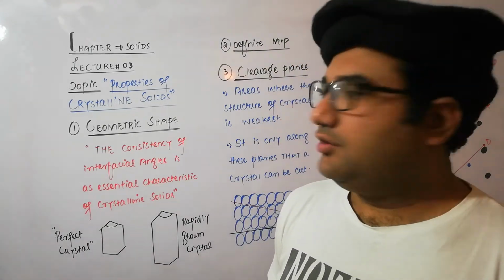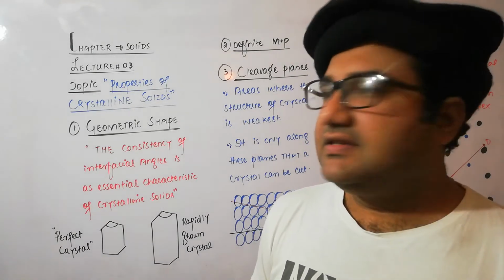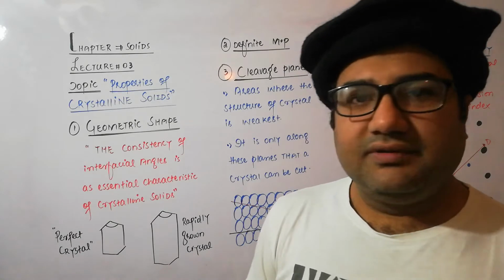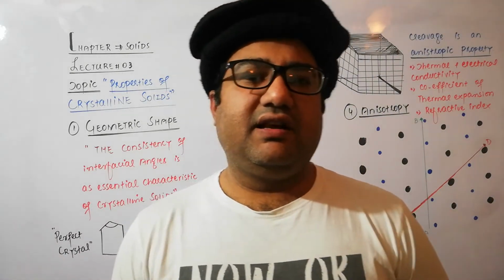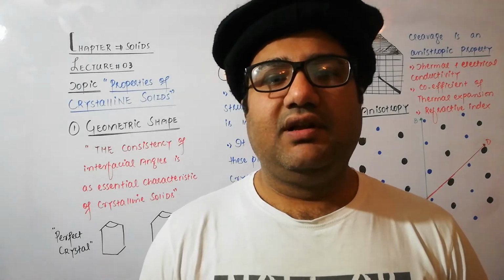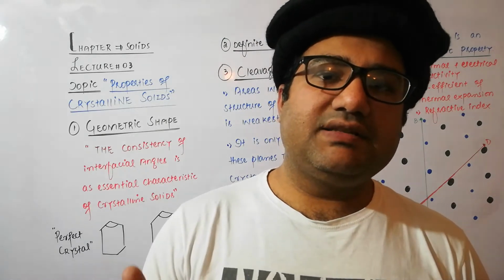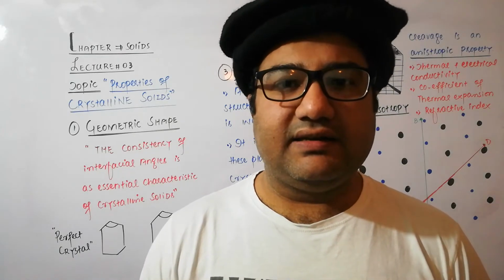So let us start the topic now. The first property of the crystalline solids is the geometrical shape. Every crystalline solid has a specific geometric shape. When I say it has a specific geometric shape, it means it has specific interfacial angles.